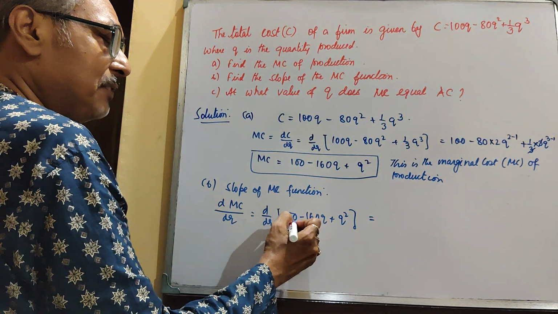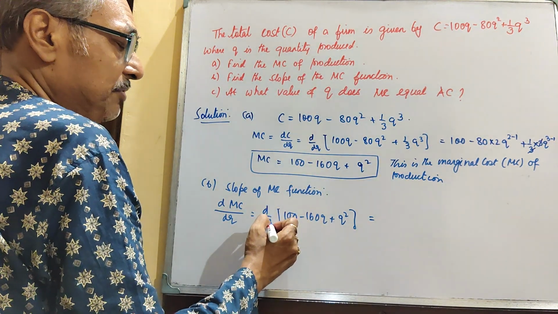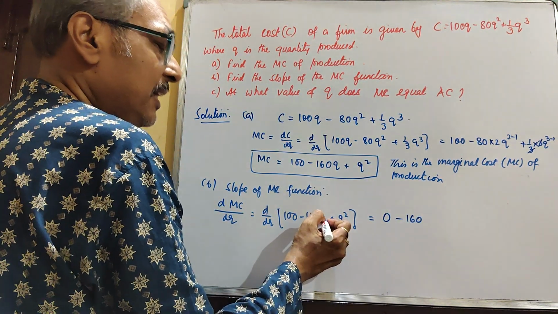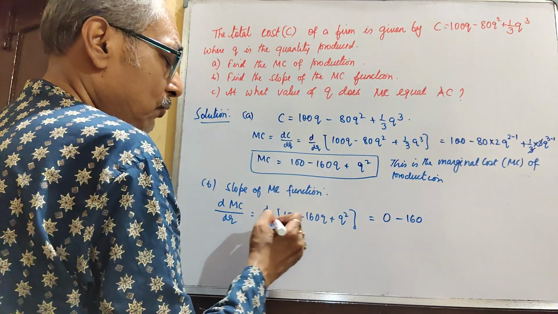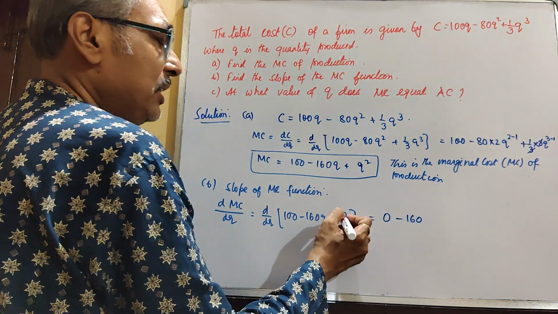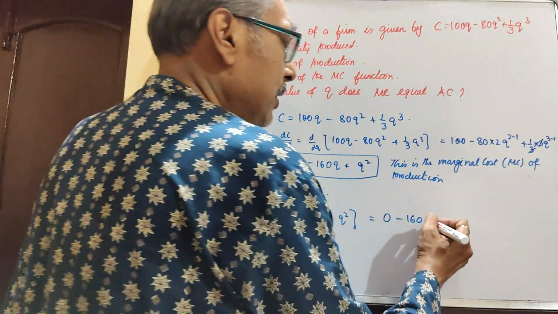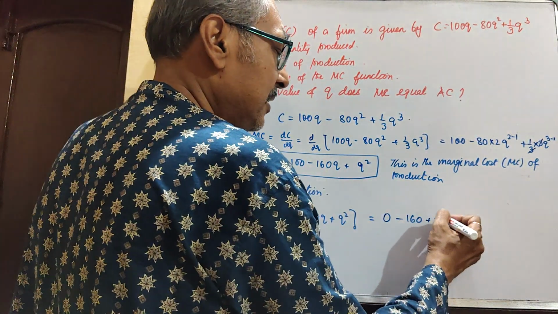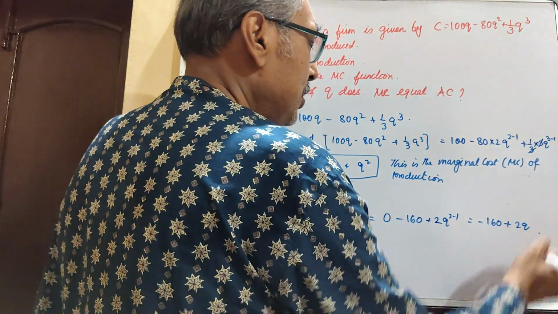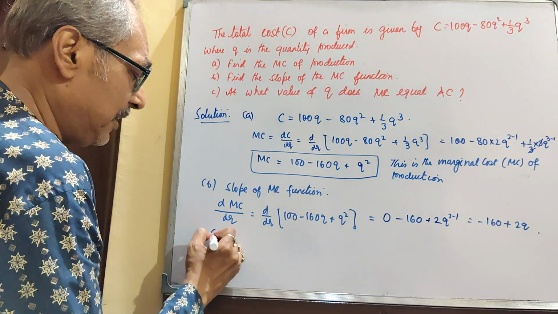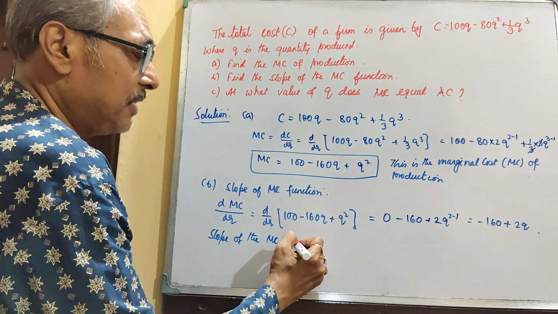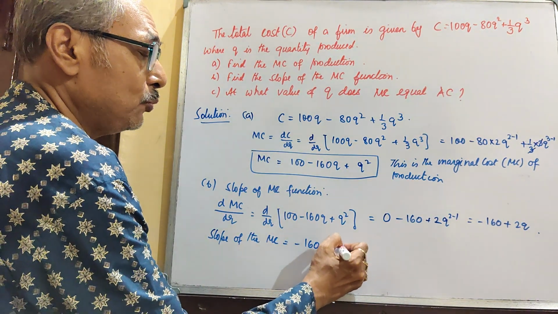100 is a constant term, therefore differentiation of the constant term with respect to Q is 0. Minus 160Q, we differentiate 160Q with respect to Q, it becomes 160. Now Q squared, we differentiate Q squared with respect to Q, it becomes 2, the power comes here. Now 2 minus 1, that is minus 160 plus 2Q. This is the slope of the MC function.